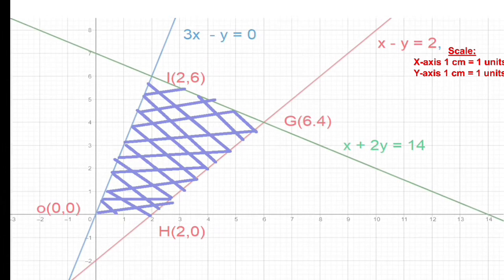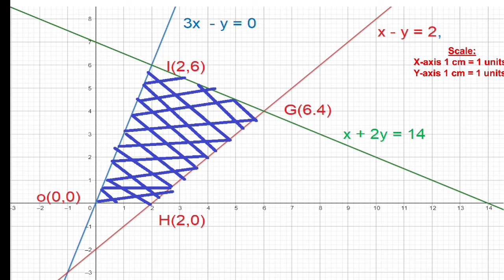Now this is the graph we will be getting here. So all the three graphs meet at this corner point. This area will be common, because the first graph is less than or equal to.